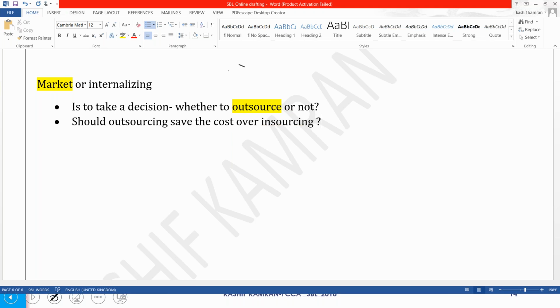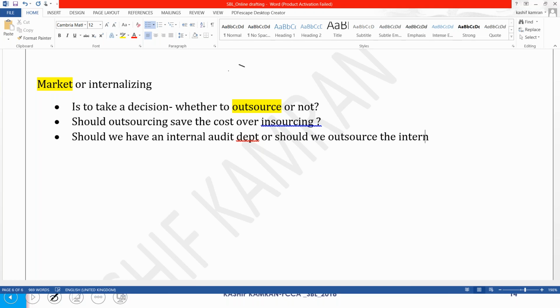So the management has to take a decision. Should outsourcing save the cost over insourcing? Should I have my own department or should I outsource the department? Should I have my own internal audit department or should I outsource the internal audit department? The management has to do the cost analysis of both decisions.